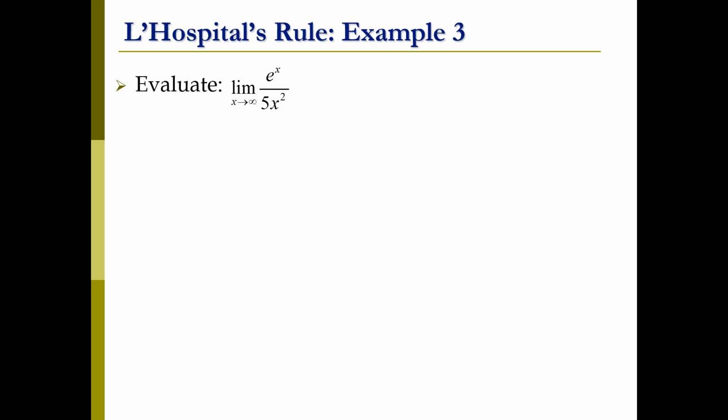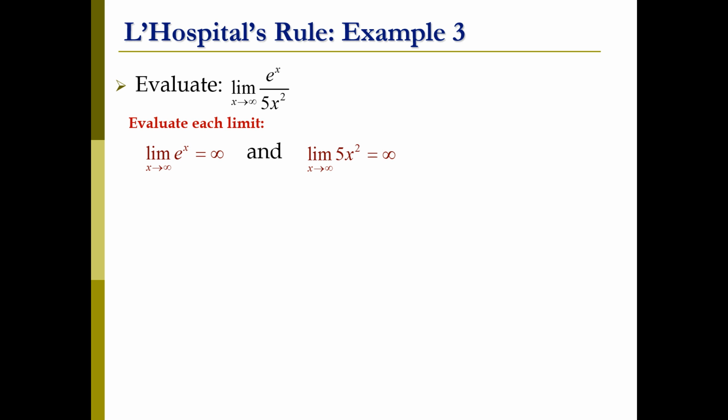Let's try to evaluate this one. The limit as x approaches infinity of e to the x divided by 5 times x squared. If we try to use direct substitution, we'll see that the numerator gives us infinity. If we try direct substitution in the denominator, it also gives us infinity.